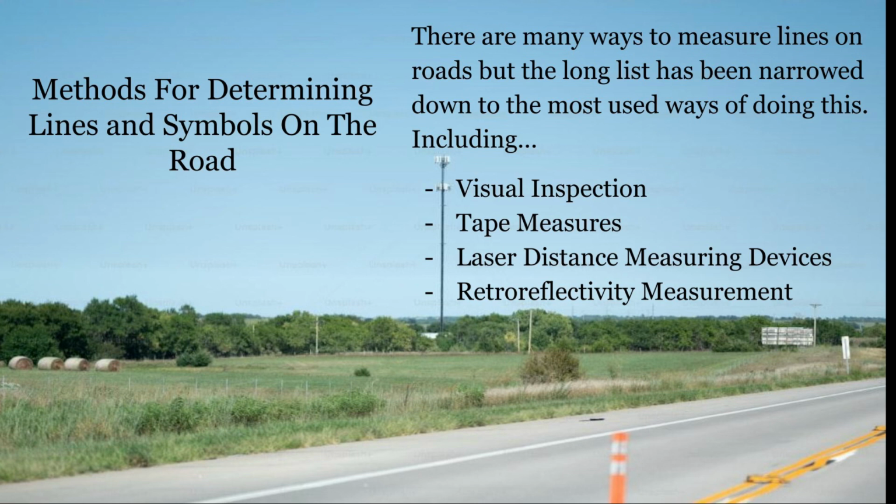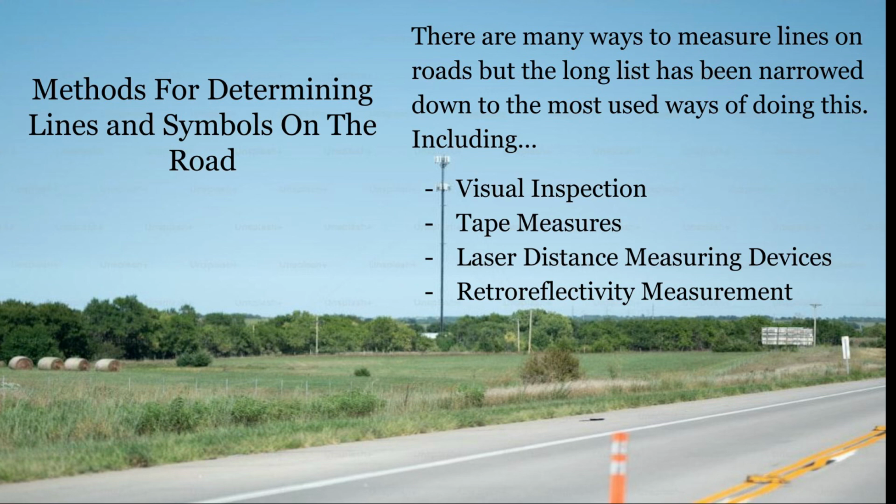Methods for determining lines and symbols on the road. There are many ways to measure lines on roads, but the long list has been narrowed down to the most used ways of doing this. This list includes visual inspection. This is one of the most simple methods for measuring road lines. It involves physically observing and evaluating the condition, width, and placement of road markings using human eyes. While this method is straightforward, there is very much room for human error.